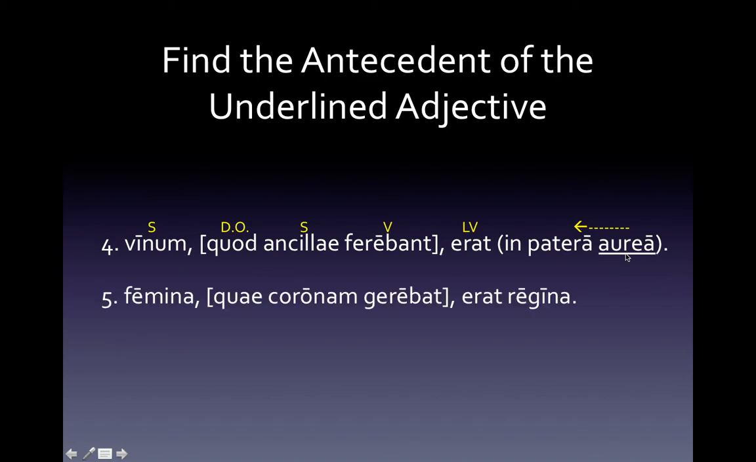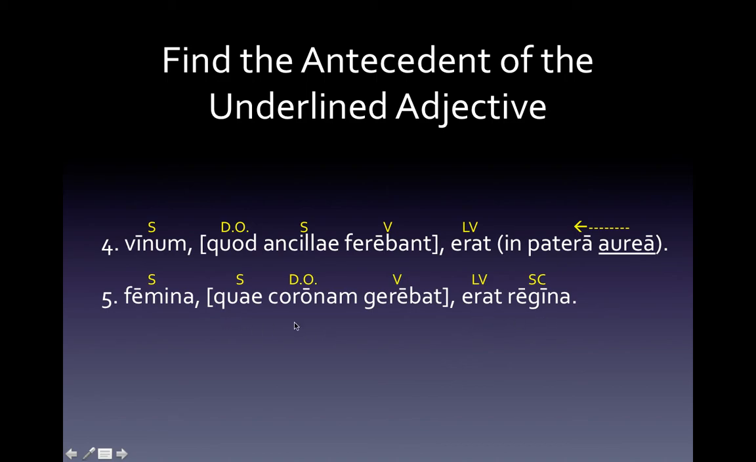All right, next sentence. The relative clause starts it, the verb ends it. So quae coronam gerebat is our relative clause. And now that we have that bracketed off, we can mark everything. So femina is the subject, it's nominative. Erat is our linking verb. Therefore, regina, which is also nominative, is a subject complement. The main clause reads, the woman was queen.